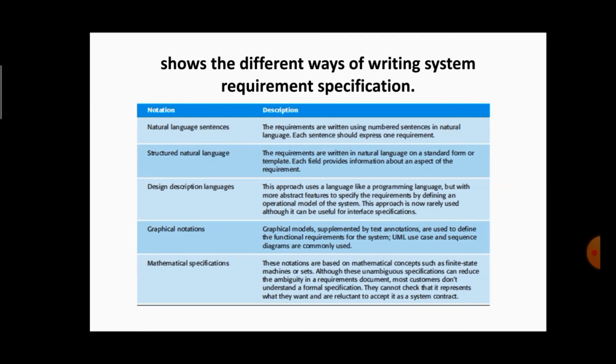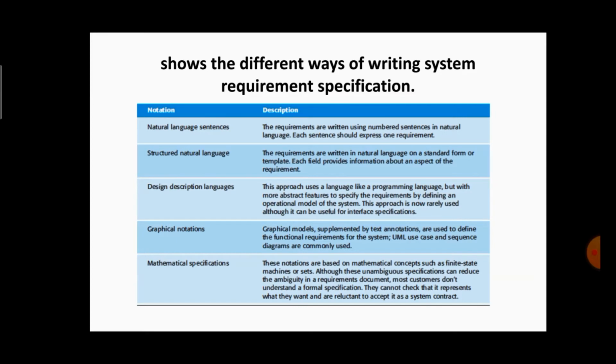First way is natural language sentences. This is the default way. By using English-like statements, I am going to write the requirements. So far you know I can write the requirement using natural language sentences. The requirements are written using sentences in a natural language. Natural language may be English. Getting, guys? This is the first way.